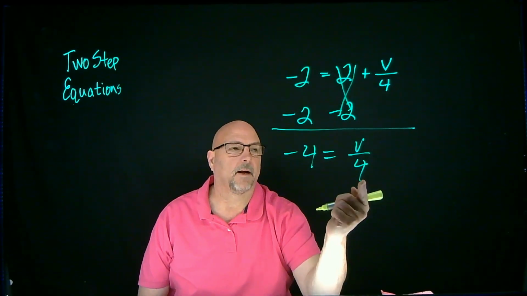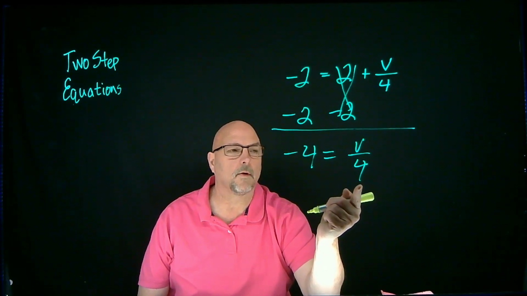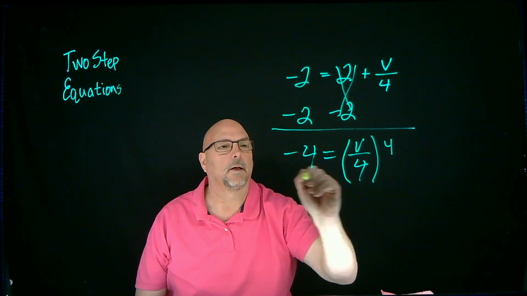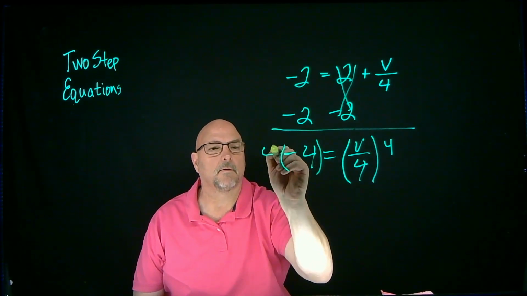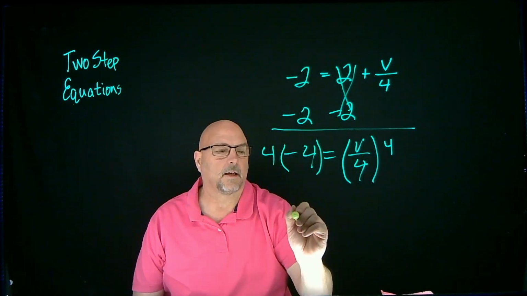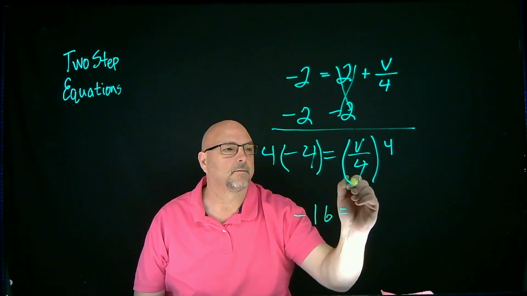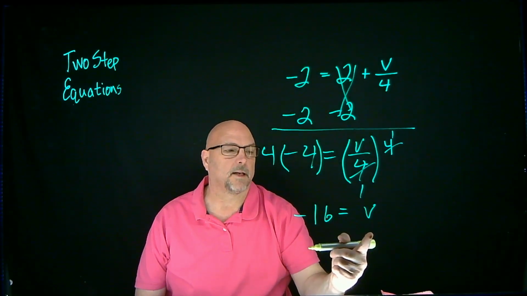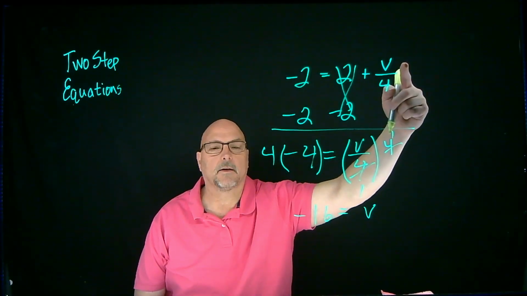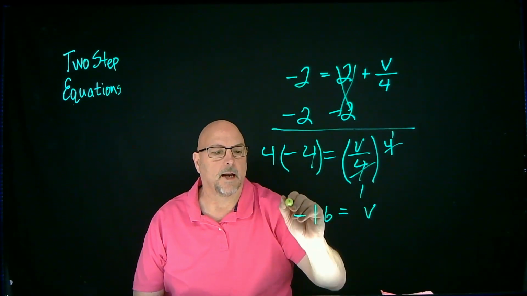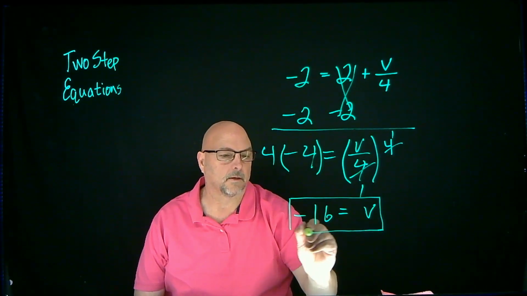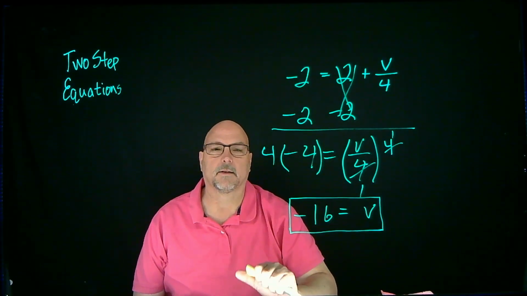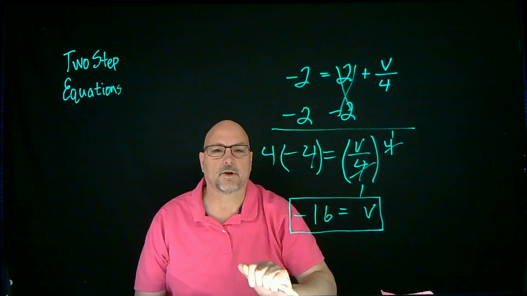Our second step now, if v is being divided by 4, to undo that, we're going to have to multiply by 4. And what we do on the right-hand side, we do over here on the left-hand side. So that gives us a solution that v is equal to negative 16. So if I went back up here to the original equation and substituted a negative 16, let me indicate my solution here, we would find out that the left-hand side equals the right-hand side. So there's one that involves fractions.